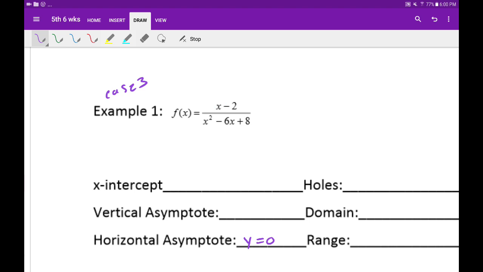Our next step is to factor everything. Step 2 is factor it all out. So we'll go ahead and do that. Nothing we can do at the top. It's already a first degree binomial. But the bottom part does factor into x minus 2 and x minus 4.